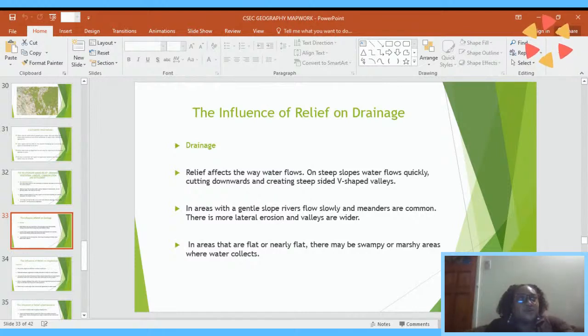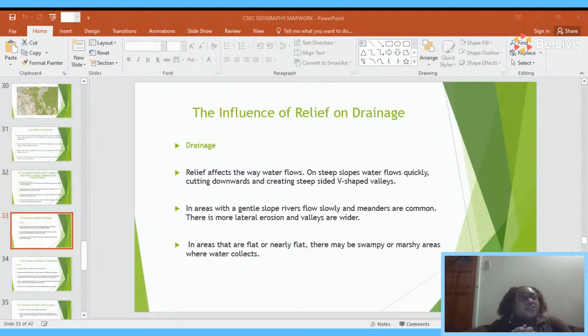Because we know that the steeper the land in terms of the gradient, the higher the velocity of the river, or the flow of the water down the slopes, right? So you see here on steep slopes, water flows quickly, cutting downwards and creating steep V-shaped valleys.